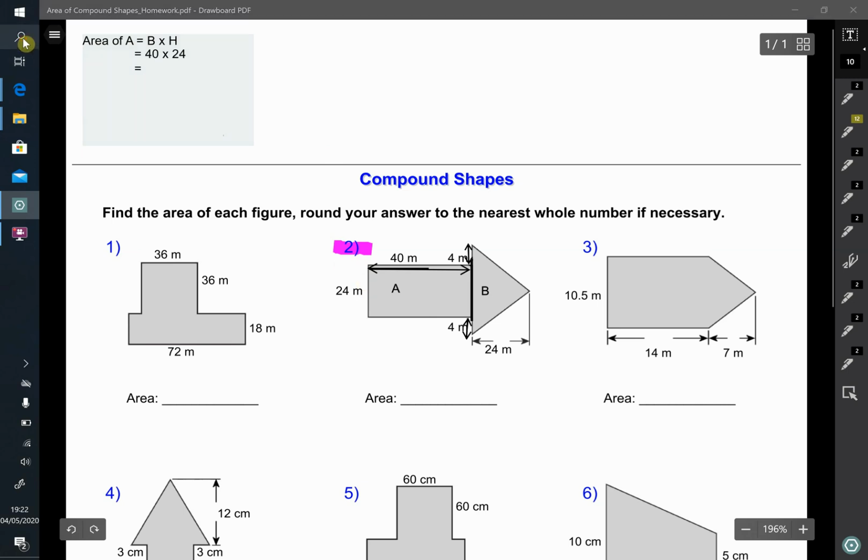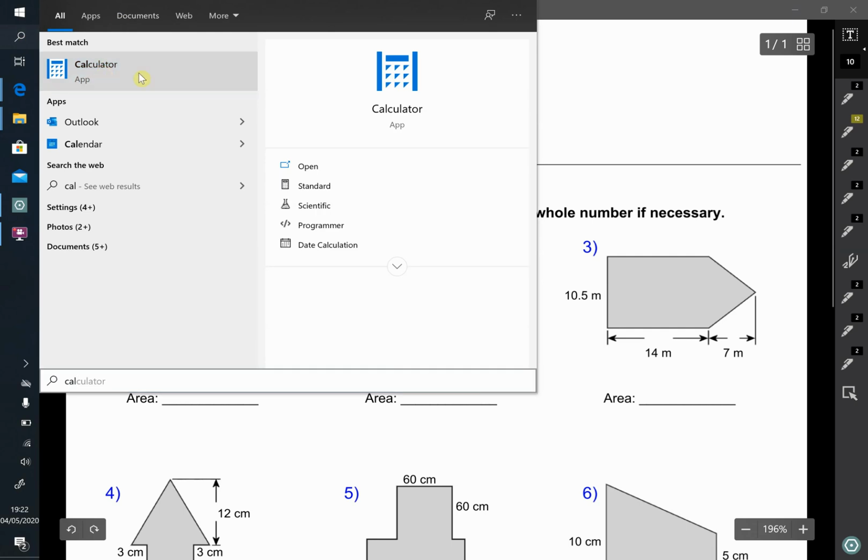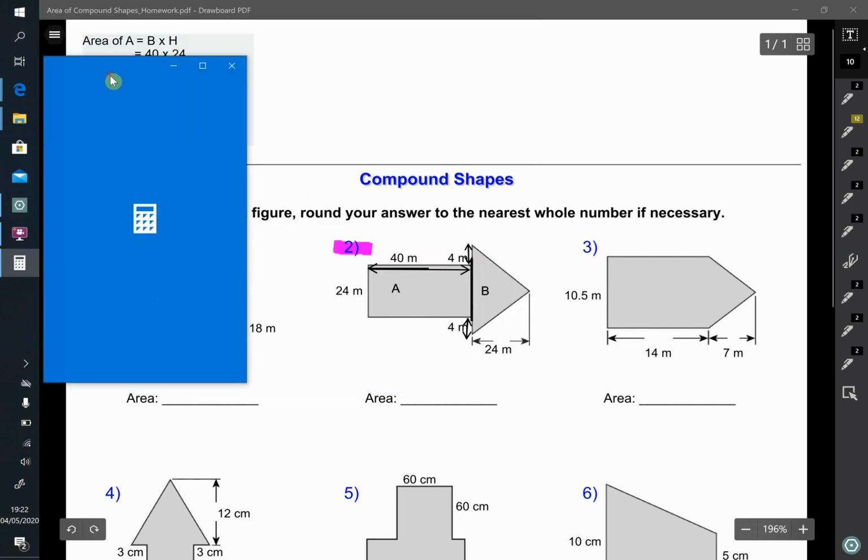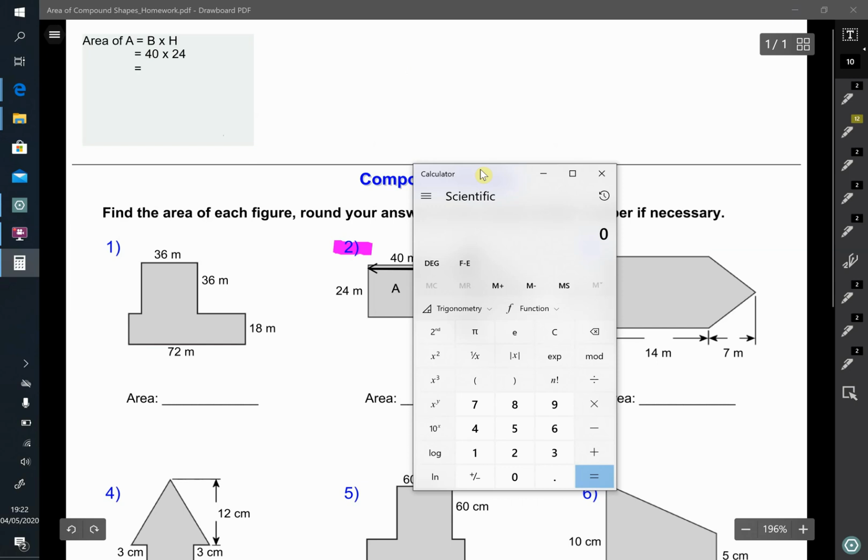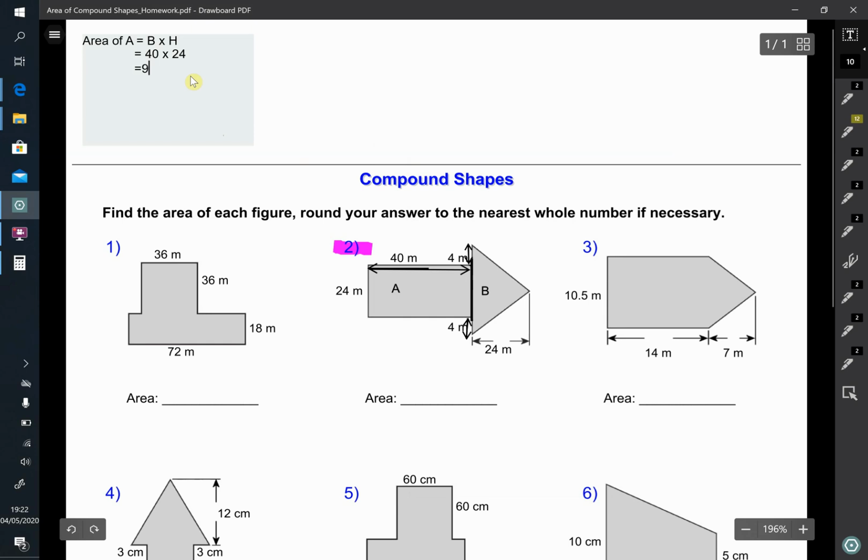Right, now I'm going to use a calculator very quickly so that we can move on. We need to do 40 times 24, which is 960. Good. So 960 meters squared, because the units for area are always meters squared, because I have two units being multiplied together. Now, did I find the area of the full shape? No, because I still have to find the area of this shape.